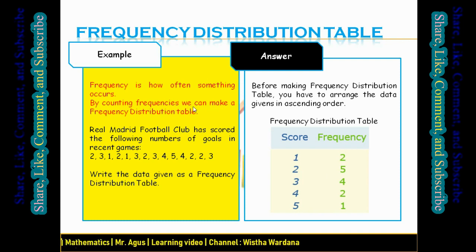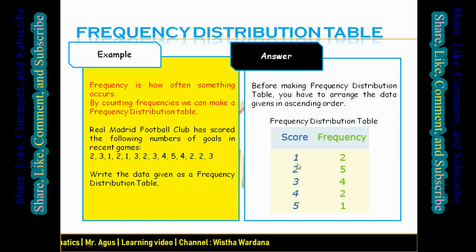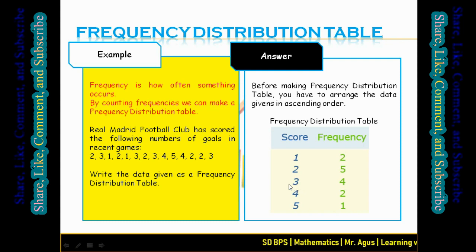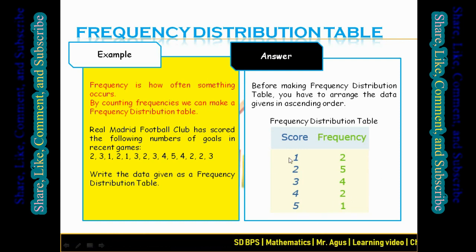By counting frequency, we can make a frequency distribution table. So, in this table, we will see Real Madrid Football Club scored 1 goal in 2 matches, 2 goals in 5 matches, 3 goals in 4 matches, 4 goals in 2 matches, and 5 goals in 1 match. If you write the data in a frequency distribution table like this, it will be easy to get the information from the table. That's the first way to represent data.